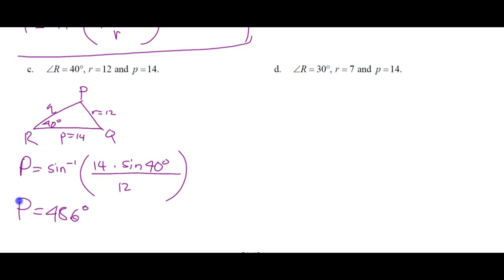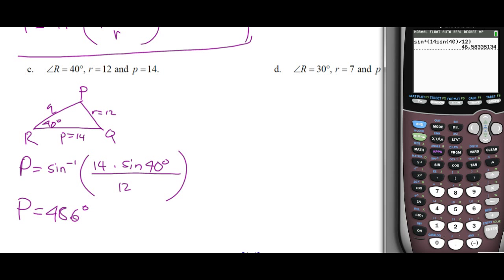Okay, now, really that's the reference angle for P, right? Because it could be two. See, P is longer. So we know it's got to be bigger than 40 degrees. So it could be 48.6. Okay, that's cool. That's bigger than 40. But it could also be 180 minus that, right? So we go 180 minus that. Wow. 180 minus that. So 131.4.